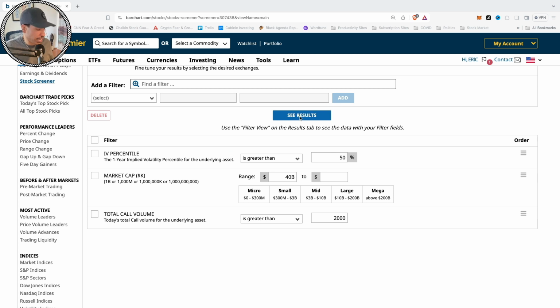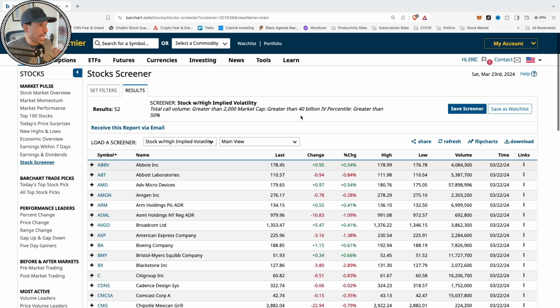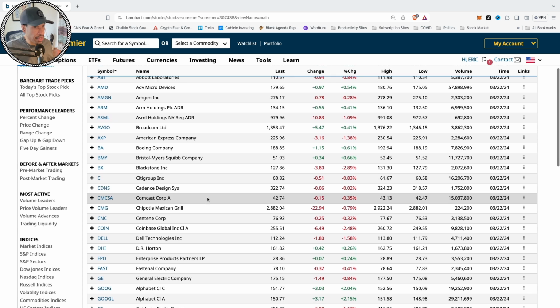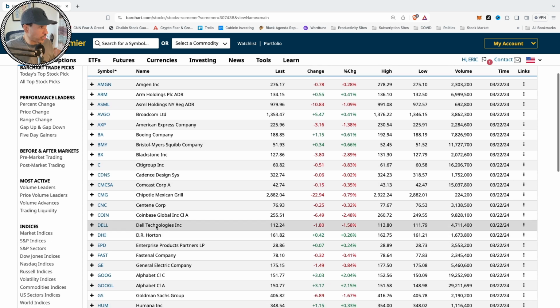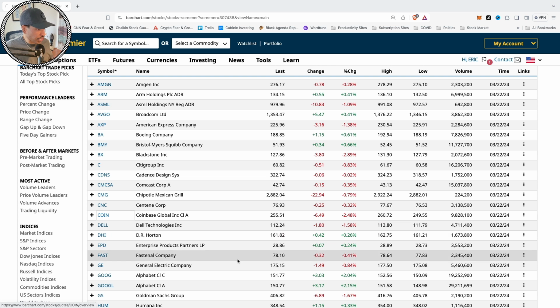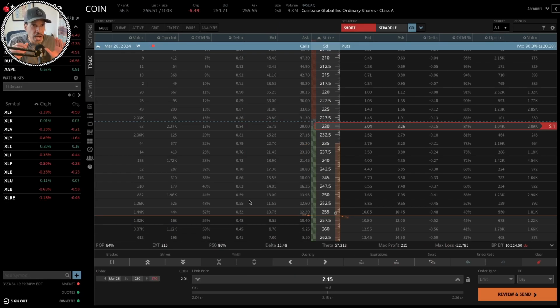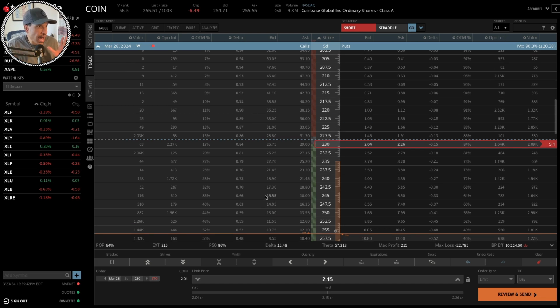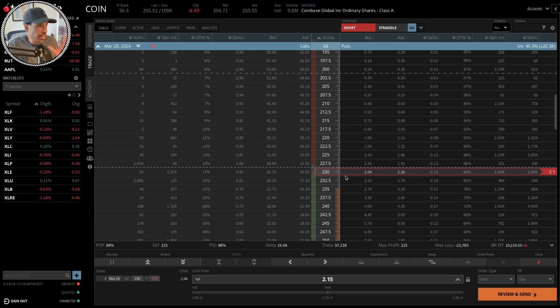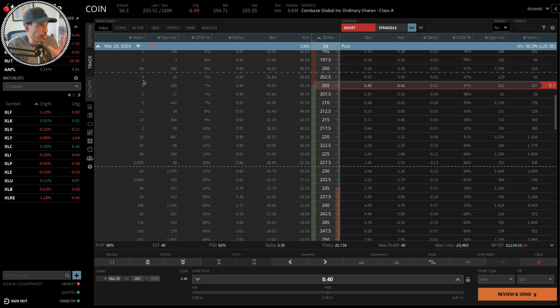And so when I hit see results, I did this last week, and I got this list of stocks that met my criteria. Coin obviously was one of them, as you can see here. What I did last week was sell several cash secured put options on Coin at 205, and they expire on March the 28th.